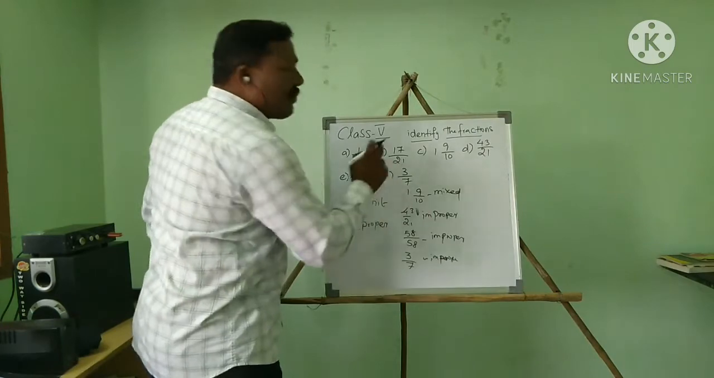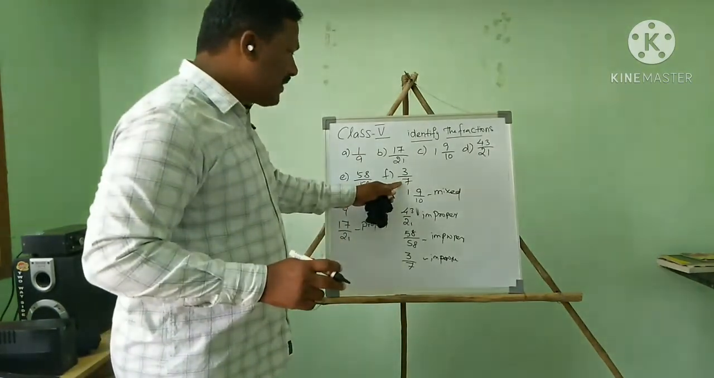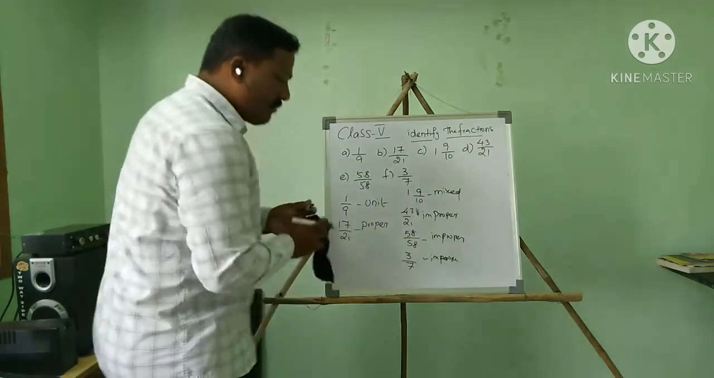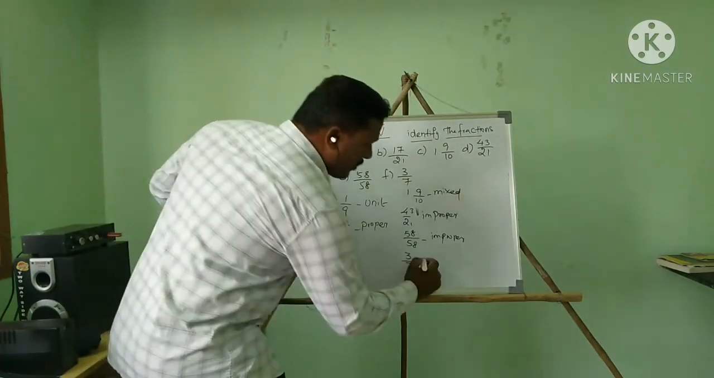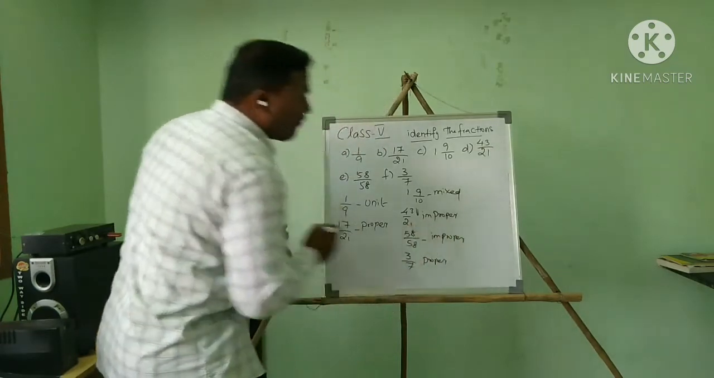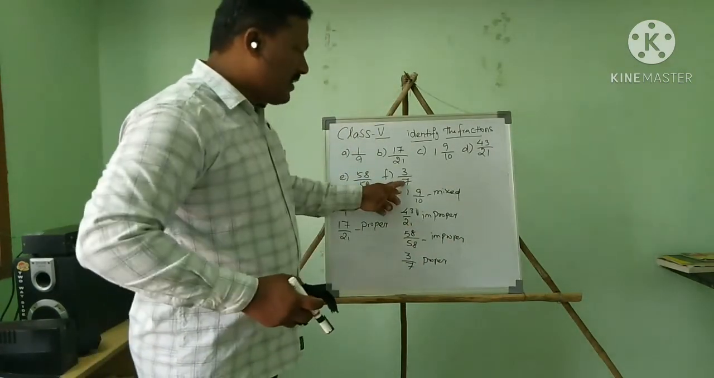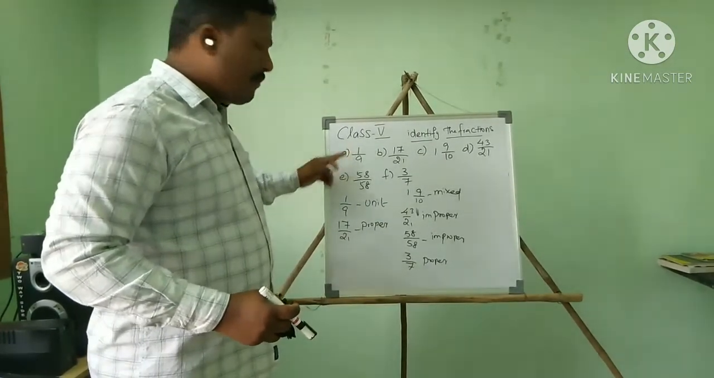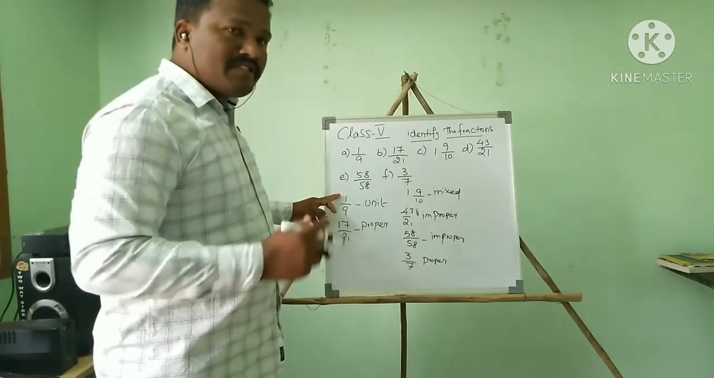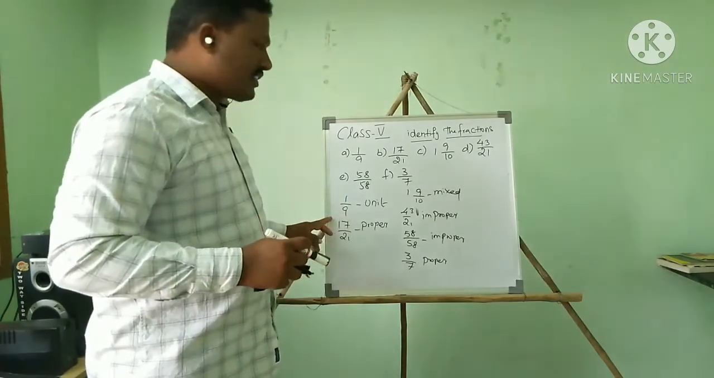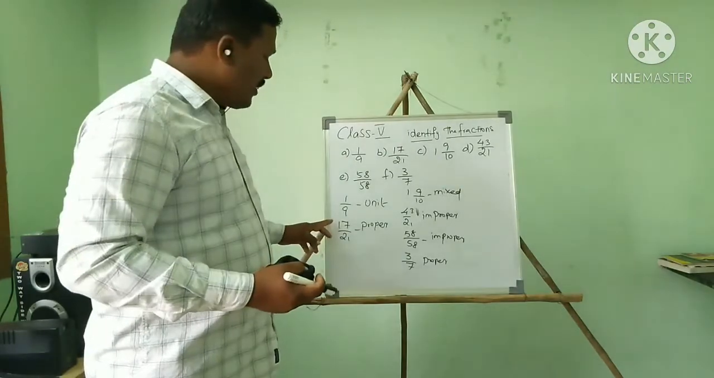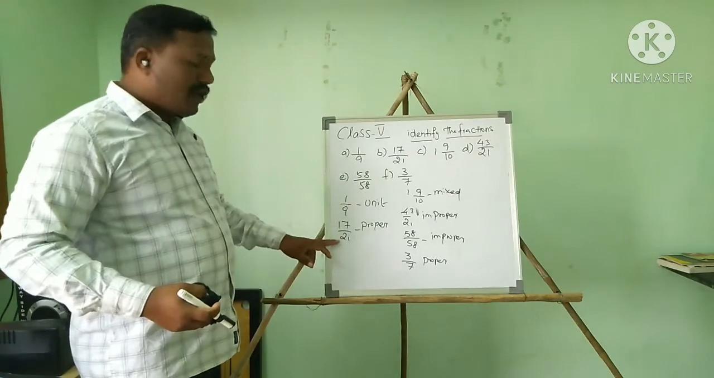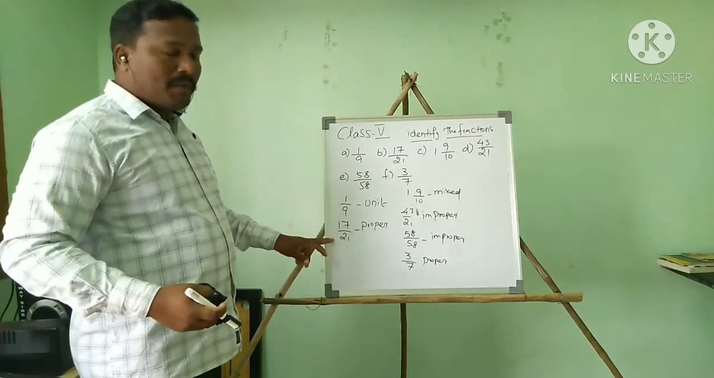Because the numerator is small and the denominator is big, it's a proper fraction. 3 by 7 is proper. Numerator is small, denominator is big, so it's a proper fraction. Listen, 1 by 9: the numerator is 1. This kind of fraction is a unit fraction, as you know very well, because I told you in the last video. Then 17 by 21: the numerator is small, the denominator is big, so this kind of fraction is a proper fraction, as I told you before.